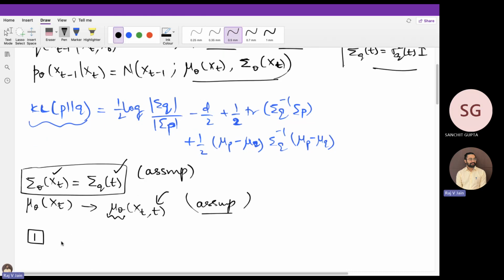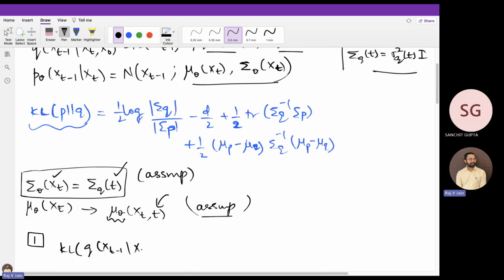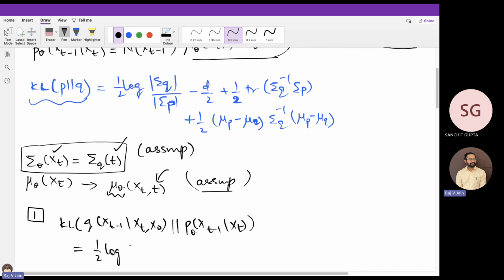So KL between the Q distribution of ours, that is Q of xt minus 1 given xt comma x naught, with P theta of xt minus 1 given xt, right? This turns out to be basically half of log of, again the variances are same, so this will just turn out to be log 1. So half of log 1, because same variances, minus d by 2 plus half trace of sigma q inverse sigma p. So here sigma q, the q is the second distribution. So the inverse of this is the same matrix again.